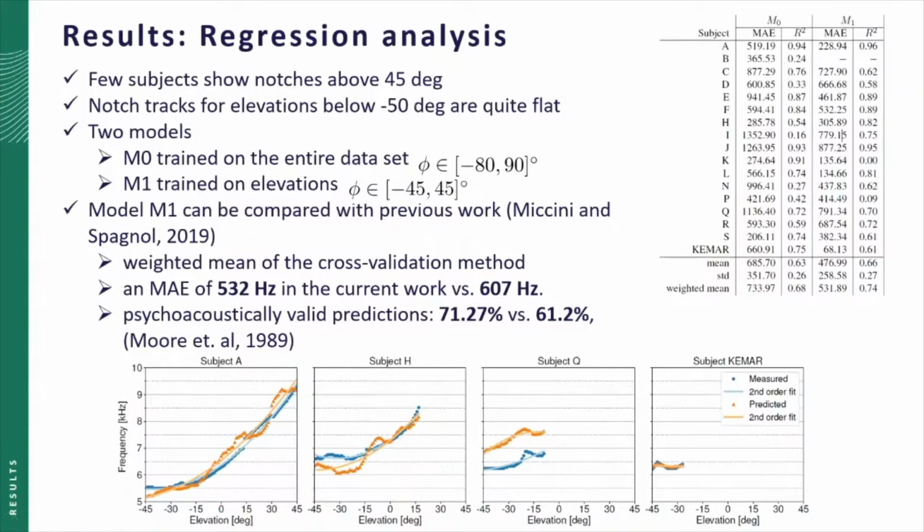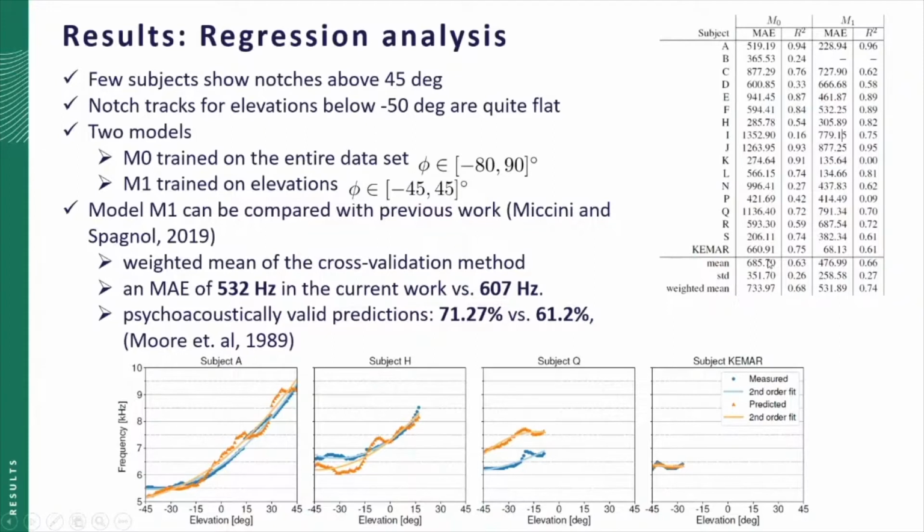Therefore, we decided to train two models, one on the entire data set for elevations from -80 to 90 degrees, and one where we only used data from elevations in the -45 to 45 degree interval. The table to the right shows the results of the two models. The mean absolute error and the R-squared value of the fits are shown for each cross-validation case, as well as the mean and standard deviation of all cases.